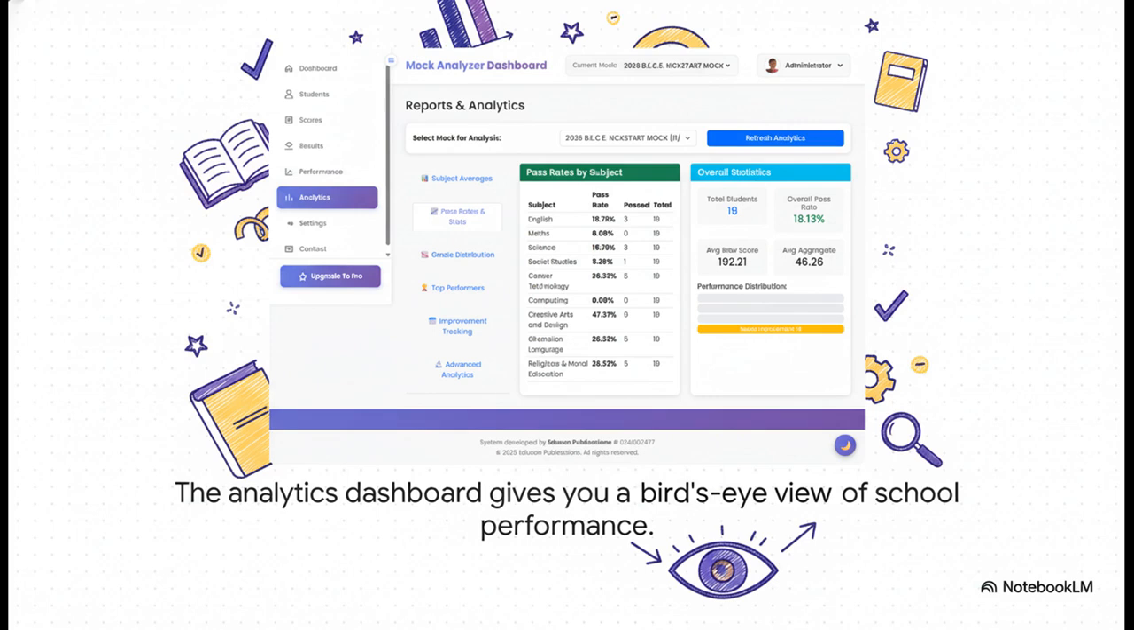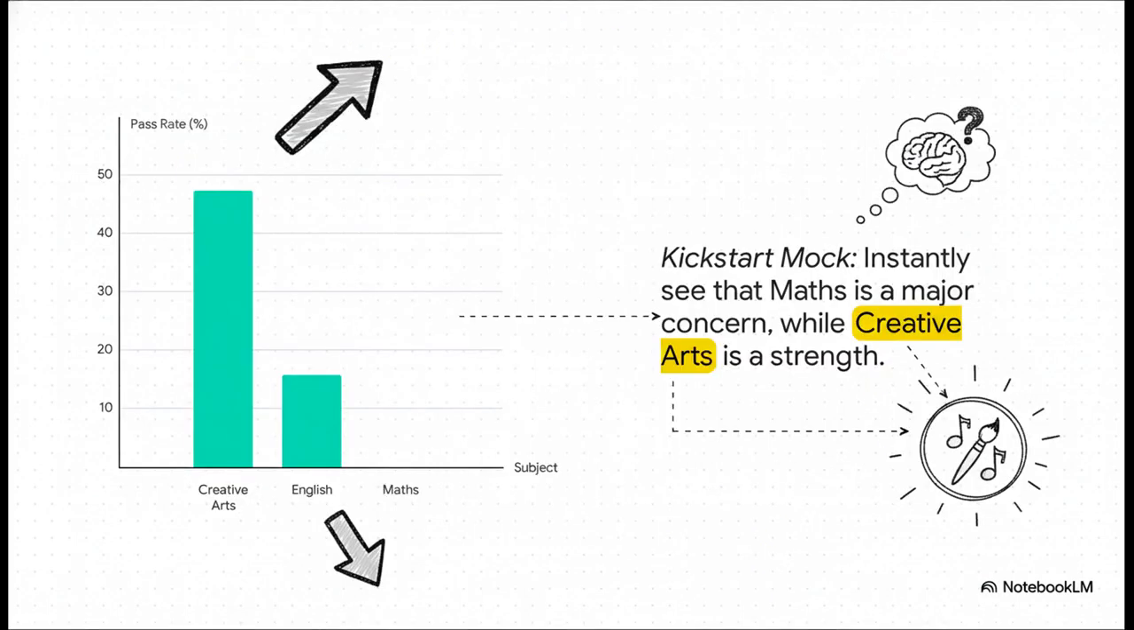Here you can see the big picture, overall stats, subject averages, pass rates, and you can track improvements over time. So, just take a look at this pass rate chart for a second. In this example mock, you can see in an instant that maths is a huge problem area with a 0% pass rate, while creative arts is looking pretty strong. This isn't a hunch or a guess, it's right there in the data, telling you exactly where you need to focus your support and resources.